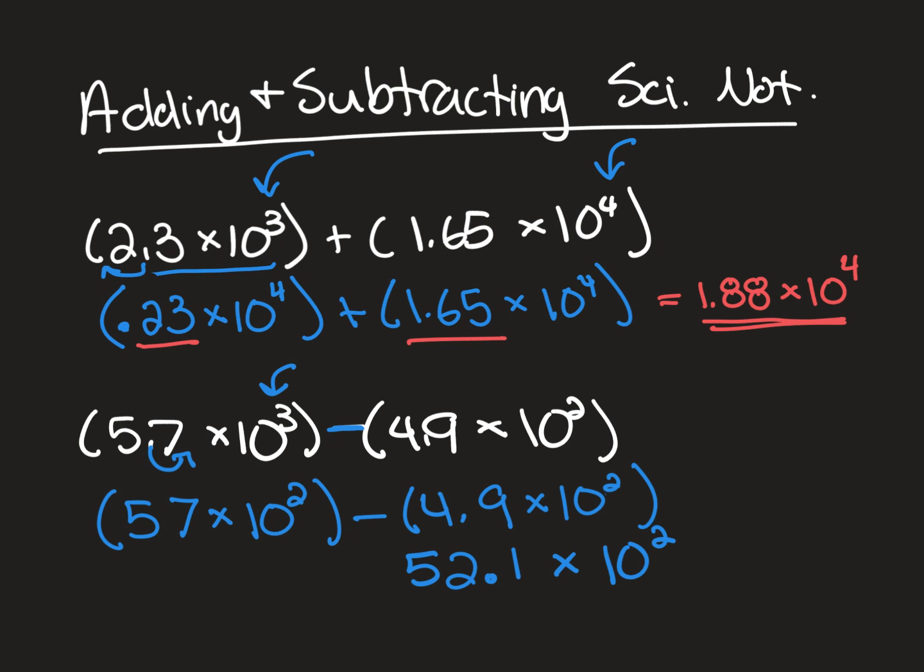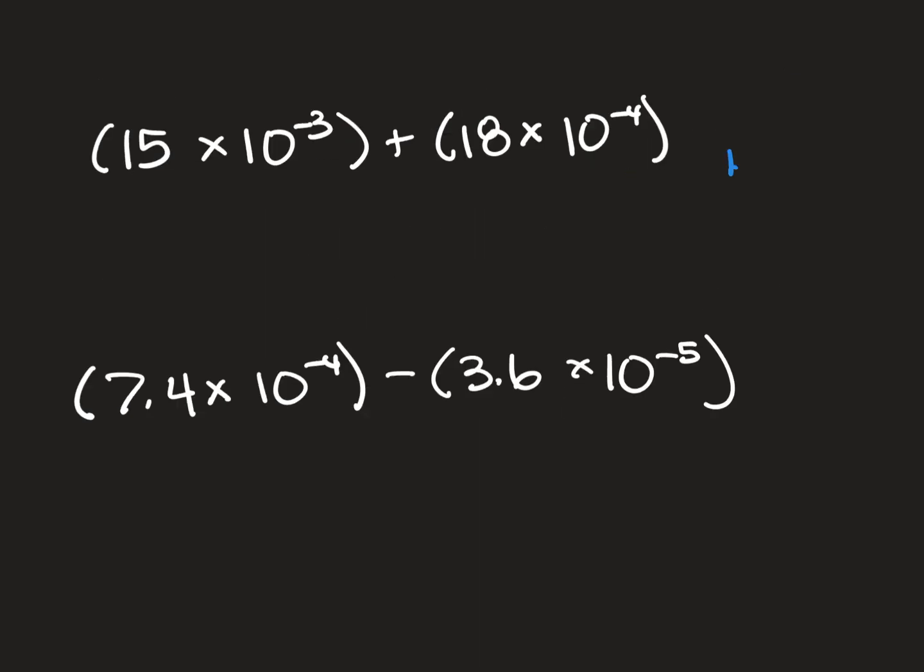Now this one, my final answer is not in proper format because there is more than one digit in front. So I really want this to get smaller by 1 decimal. That means this is going to get bigger by 1 exponent. So my final answer will be 5.21 times 10 to the third power. Need things to be like.